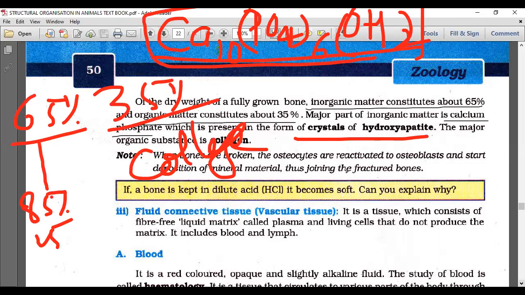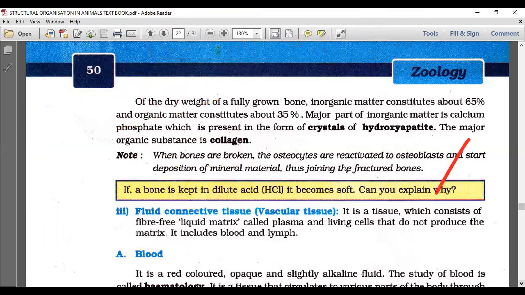So that means a bone is very strong, isn't it? The strength of the bone, the interstitial lamella of the bone, is due to the calcium phosphate. The crystals of the calcium phosphate are in the form of calcium hydroxyapatite.